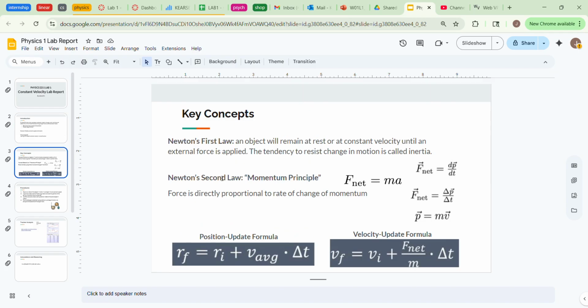Okay. So Newton's first law: an object will remain at rest or at constant velocity until an external force is applied. The tendency to resist change in motion is called inertia. The second law is the momentum principle. Force is directly proportional to rate of change of momentum. So F net equals ma.